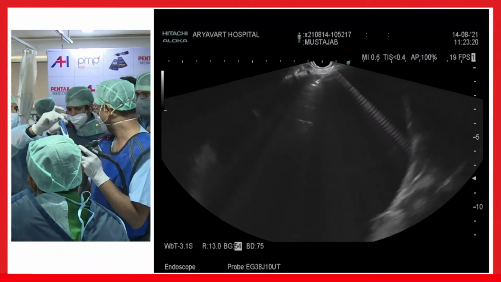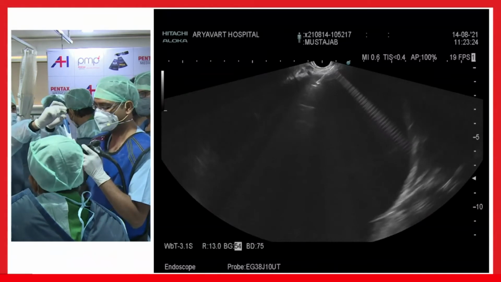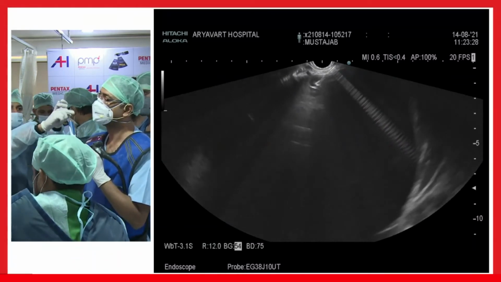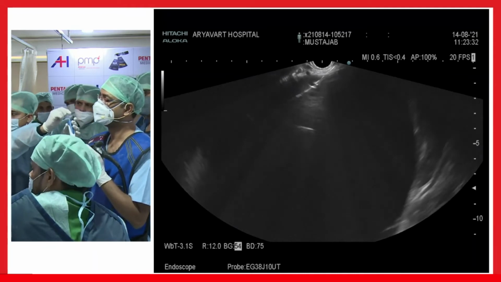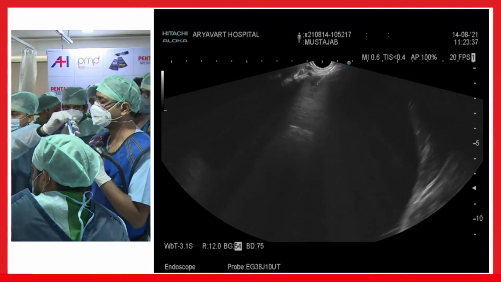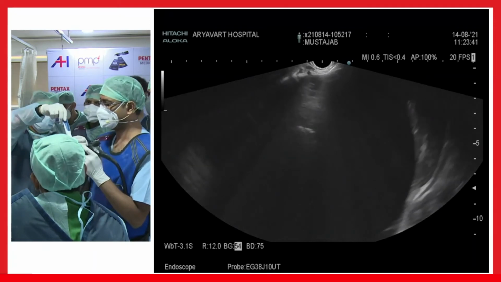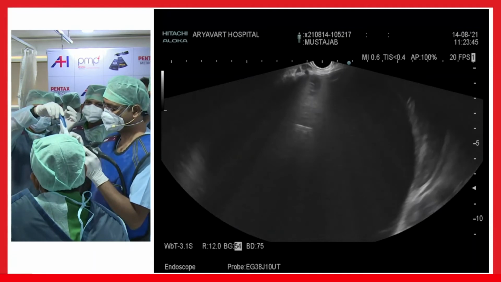So now we are putting the 035 wire. This is a Jag wire. Do you have a preference for any type of wire? No, I don't have a preference. 035 wire, that's fine. So I have taken out the needle. Just fix it.